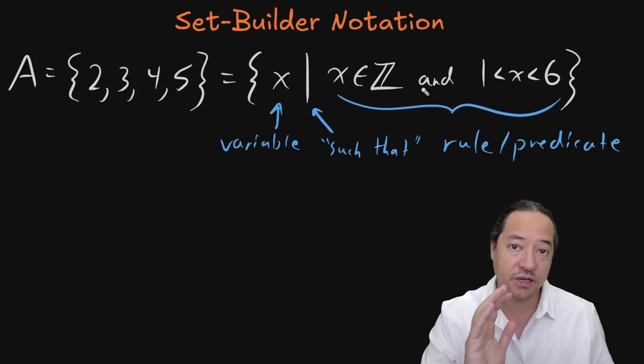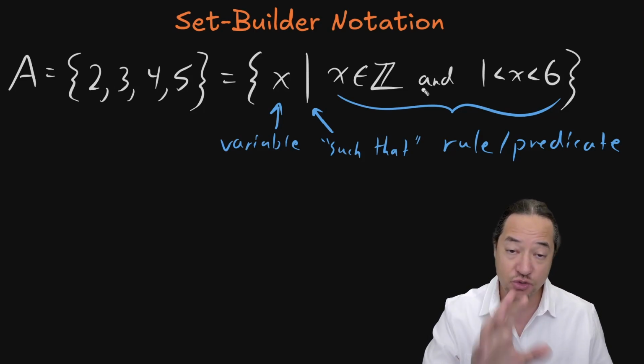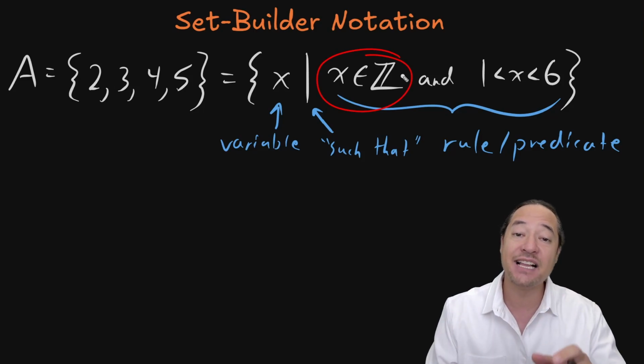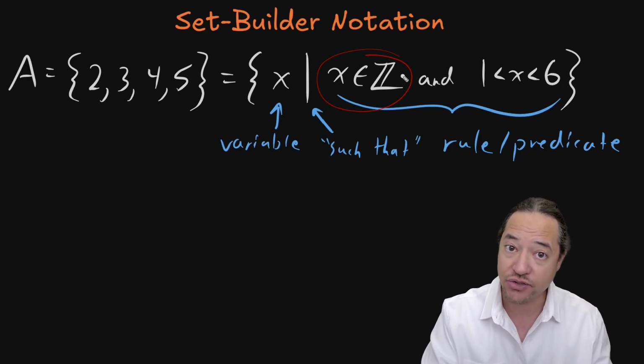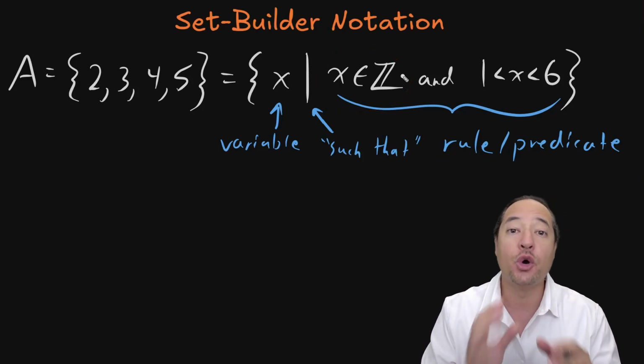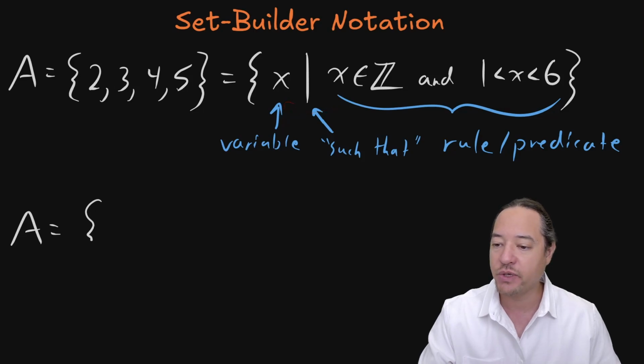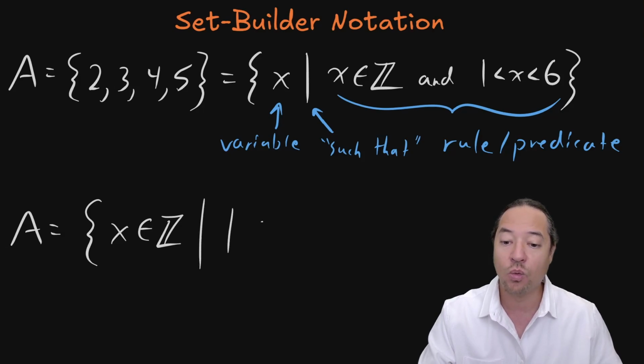There's another way we can also use set builder notation. So this is one way, but this part here, when we're saying that x is an element of the set of integers, well, that's what we call a domain, right? And so we can use that domain instead of just a variable here. So let me define the same exact set right here. We can say that A is the set of all x that is an element of this set of integers such that 1 is less than x is less than 6.